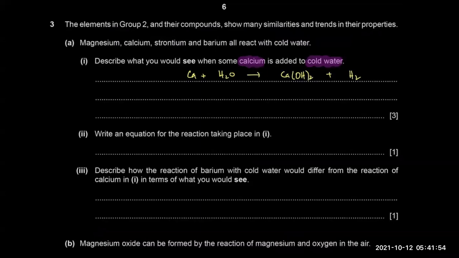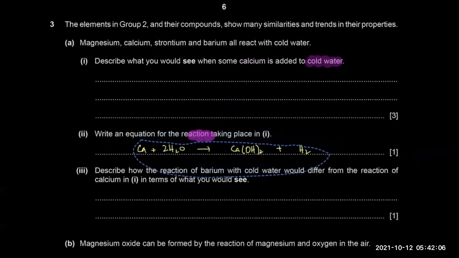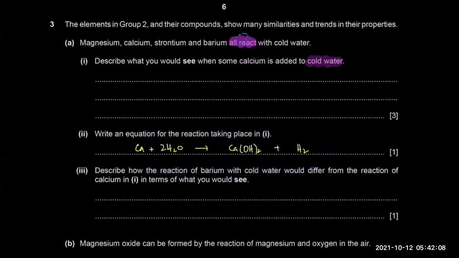It's not balanced. We can balance it also if you would like. We have two of this and that's balanced. Right? So this is the equation. We've actually already done the second part right here. Okay, now, what would you see over here? What are the few things that you would see? Well, one thing you would see is what would happen to the calcium, the silver metal, right?